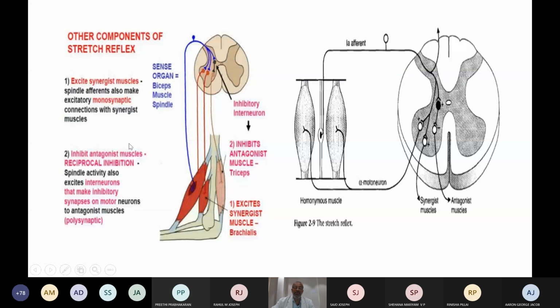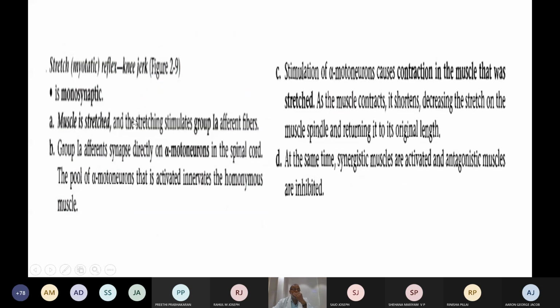So this you have to know. Yes, many times we ask this: what can you understand from reciprocal innervation? How is it going to happen? Understood? So yes, stretch reflex. It is one synapse. Yes, monosynaptic.